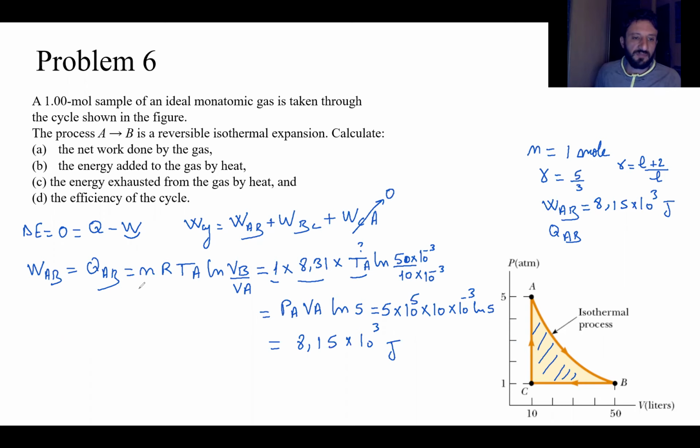Because I repeat here, delta E equals 0. In the case of an isothermal process, we have delta EAB equals 0 equals QAB minus omega AB. So QAB equals omega AB, which equals 8.15 times 10 power 3 joule.